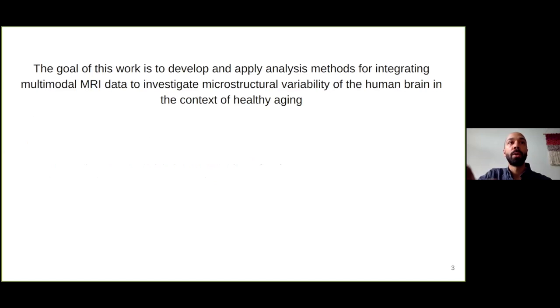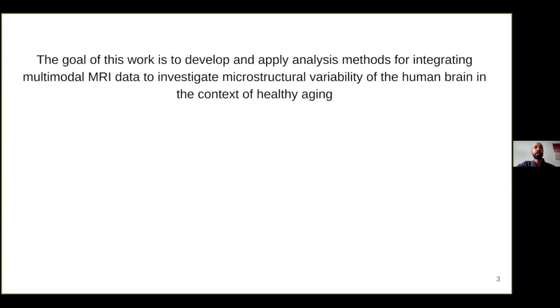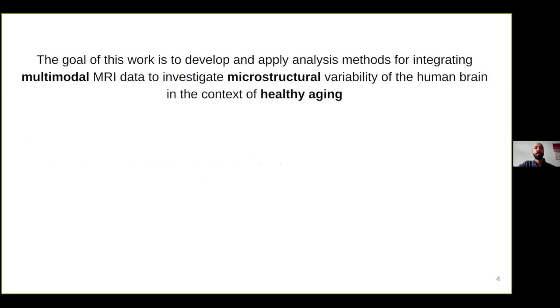So I state the goal of my PhD work thus far is to develop and apply analysis methods for integrating multimodal MRI data to investigate microstructural variability of the human brain in the context of healthy aging. So that's quite a few words, and I'll highlight a few which I think are really the key. It's integrating multimodal MRI data or multiple metrics. I'm looking at microstructural variability of the human brain, and the population of interest here is a healthy aging population.